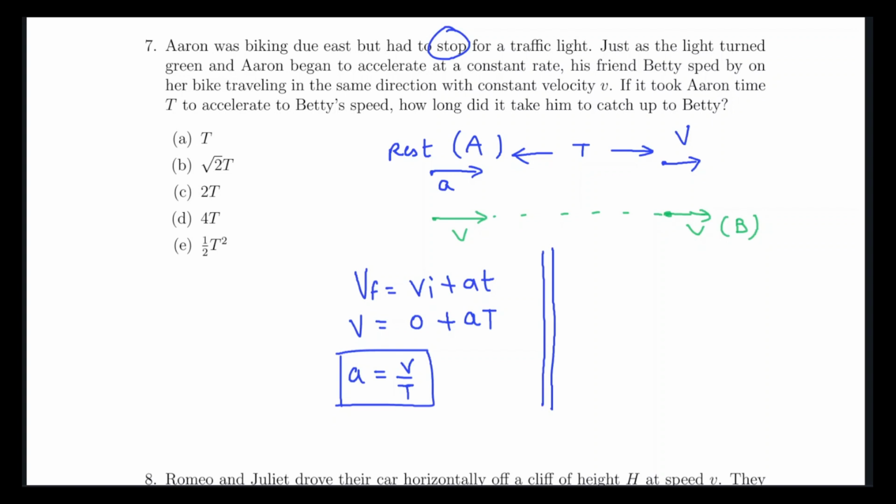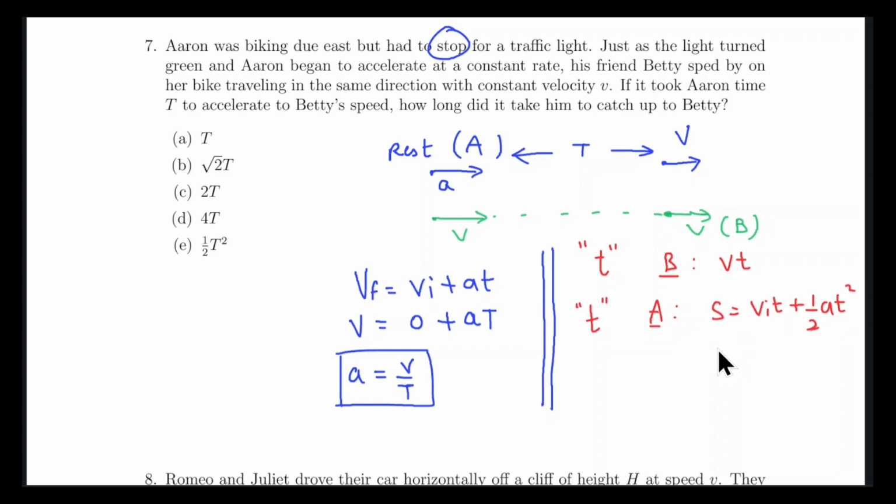Now the next scenario is how long did it take him to catch up to Betty? Let's say it took small t time, and we know that both should cover the same distance, and distance and displacement are the same in this case because they are not changing direction. So in that t time, can we agree that Betty covered vt distance? And in that t time, we need to find out how much distance Aaron covered. So I can use the second equation of motion, which is s equals v initial times t plus half a t square.